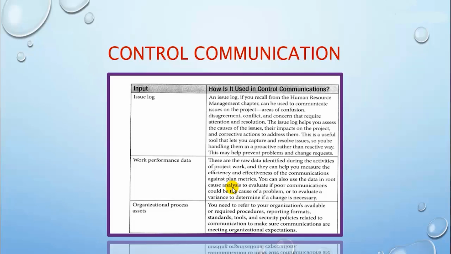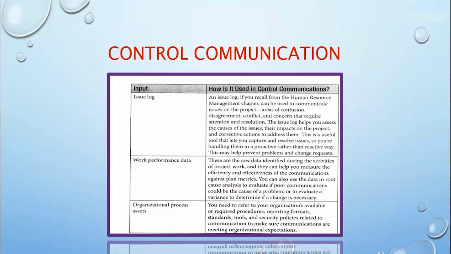You can also use the data in root cause analysis to evaluate if poor communication could be the cause of a problem, or to evaluate a variance to determine if a change is necessary. For example, this could be a problem where I have not communicated to the stakeholders properly, and that's why my deliveries are affected. I don't connect with the team members on a regular basis, so the monitoring is lacking, and that's why the team members are not delivering the milestones, etc. So there could be n number of problems related to communication itself. You can very well control it by looking into the work performance data.